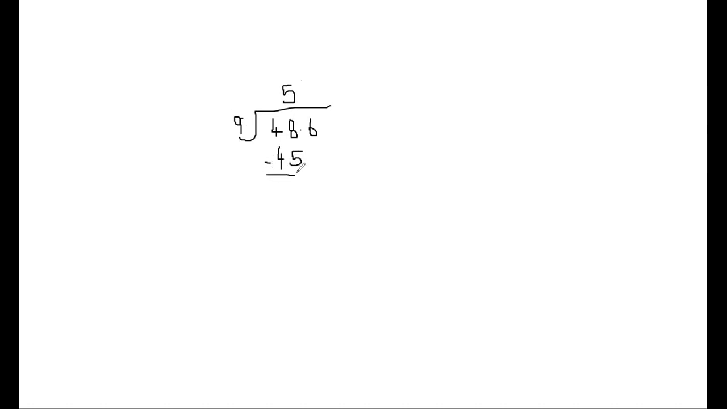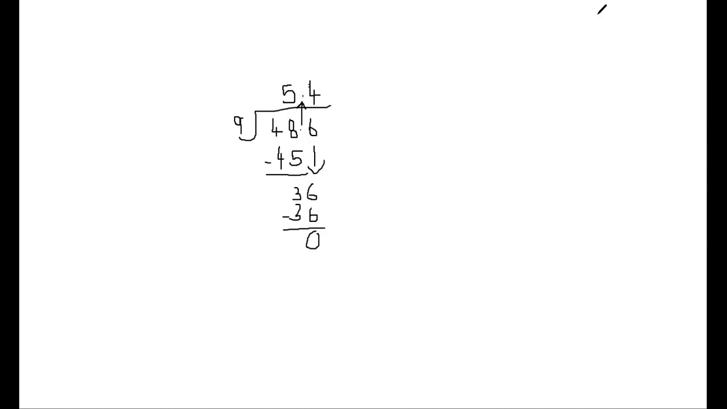Now you will subtract it. 8 minus 5 is 3, 4 minus 4 is 0. Bring down the 6. So that's going to give you 4, because 9 4s are 36. So 36 minus 36 is going to give you a 0. Okay, so don't forget to put the decimal point right above it.